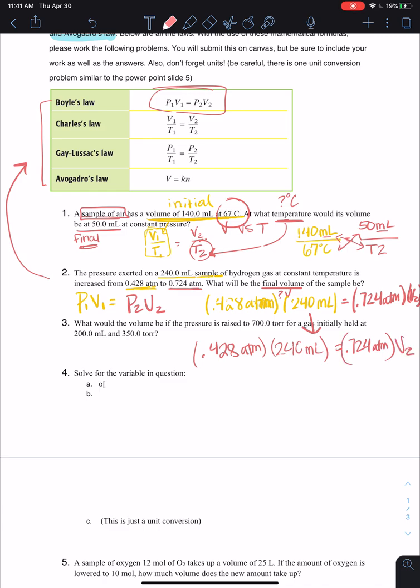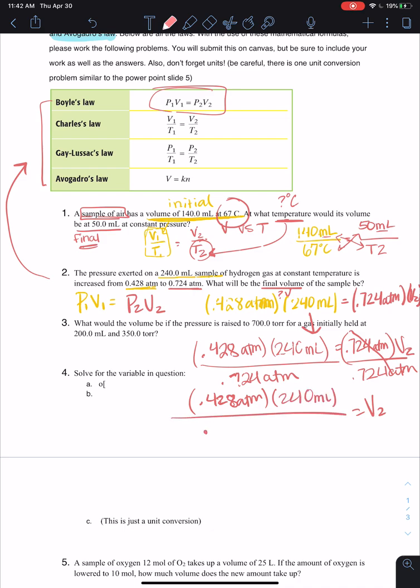So since I'm solving for V2, I want to divide both sides by 0.724 atm to get rid of it and isolate that V2 over there. So that means that on this side it will cancel and we're just left with V2 equals 0.428 times 240 milliliters, over 0.724 atm. Make sure that your units work out. Since we're looking for volume, we want our pressure units to cancel, and they do. And we're left with milliliters, which is a unit of volume.